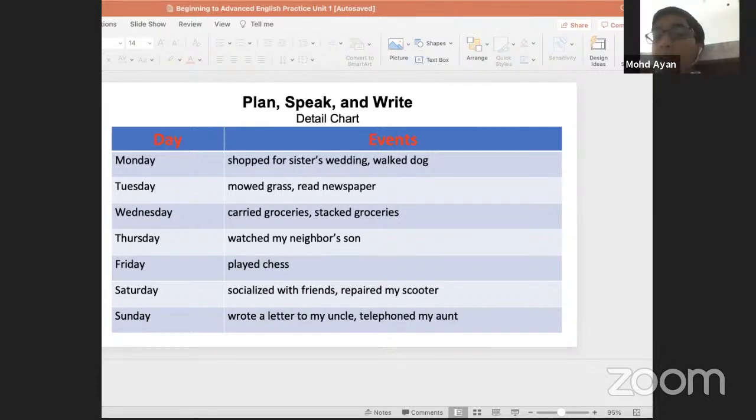Ma'am, on Wednesday I played cricket with my friends in my colony. In my colony, I scored 80 runs, and we won the match. You won the match. Yes, good. We won the match.